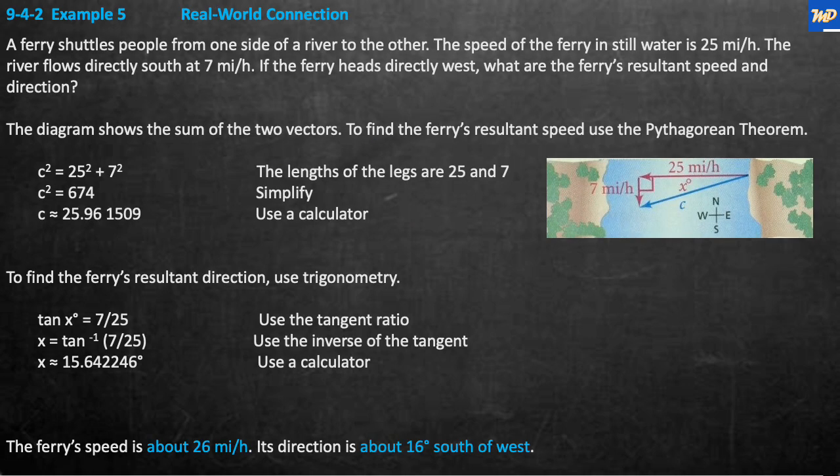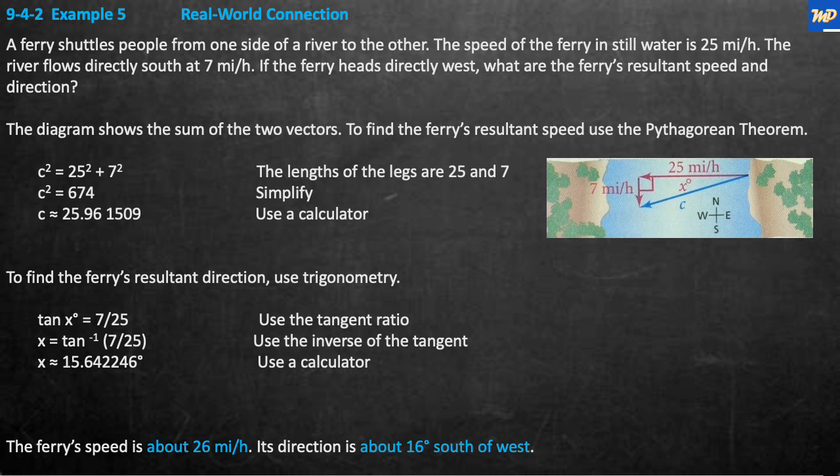Okay, example 5. It's a real world problem here. A ferry shuttles people from one side of a river to the other. The speed of the ferry in still water is 25 miles per hour. The river flows directly south at 7 miles per hour. If the ferry heads directly west, what are the ferry's resultant speed and direction?